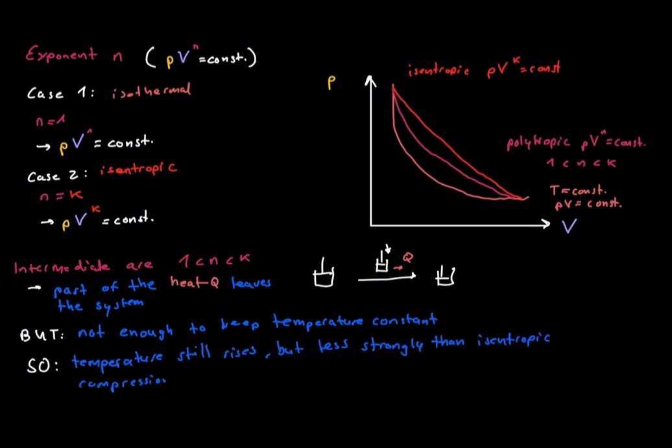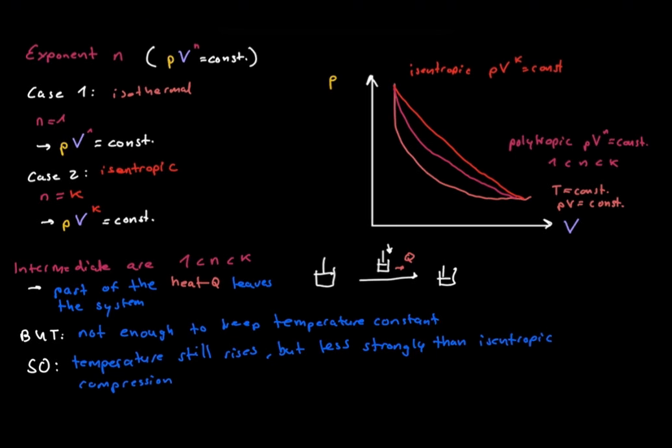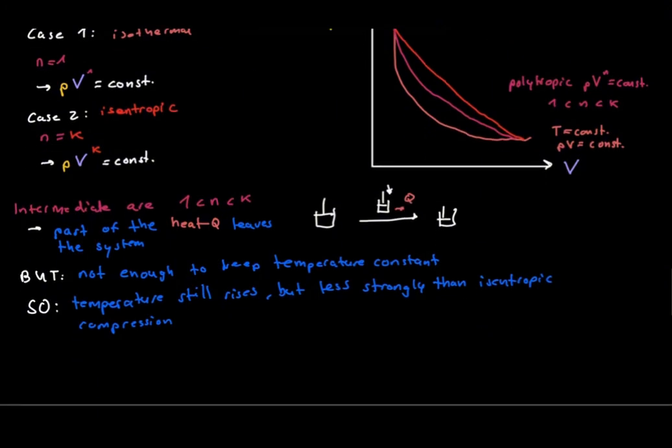This is why n is so useful. A smaller n means more heat leaves the system. The temperature rise is smaller. Compression is easier, and less work is required. A larger n means less heat leaves the system. The temperature rise is stronger. Compression is harder, and more work is required.